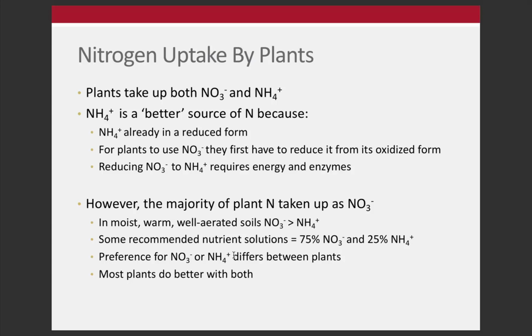The preference for nitrate and ammonium differs between plants. Most plants do better with both. They've evolved seeing both, and they're used to taking both up. So giving a plant one versus the other is often perfectly fine, but plants, I don't know if they prefer it or whatever, but they often do better, not always, with both.